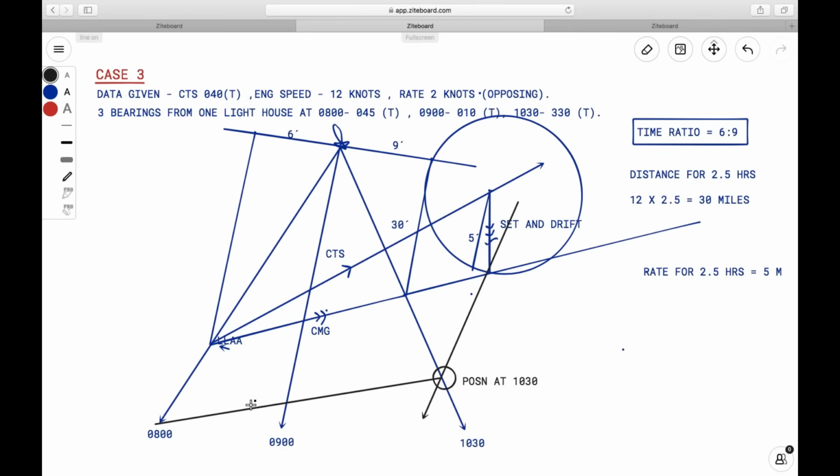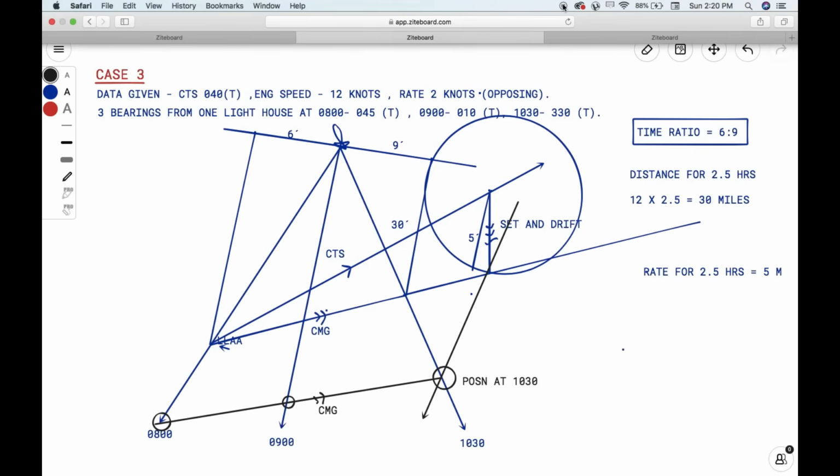So at this point, this is also your CMG, and this is actually your CMG. Otherwise you are not actual CMG. This is your actual CMG, and at this point is your position at 0800, and this is your position at 0900. So this is how you do this kind of problem.